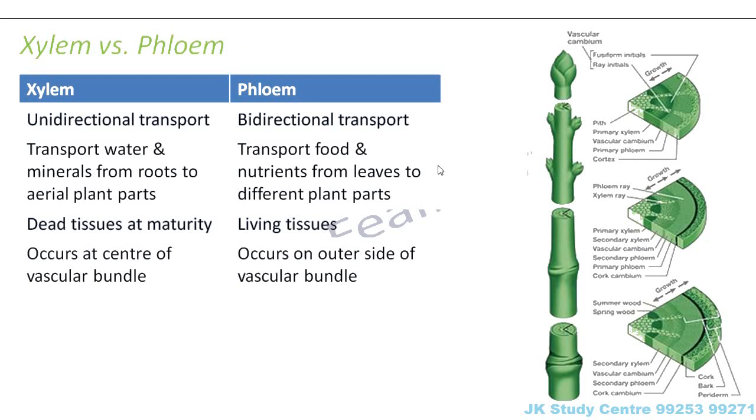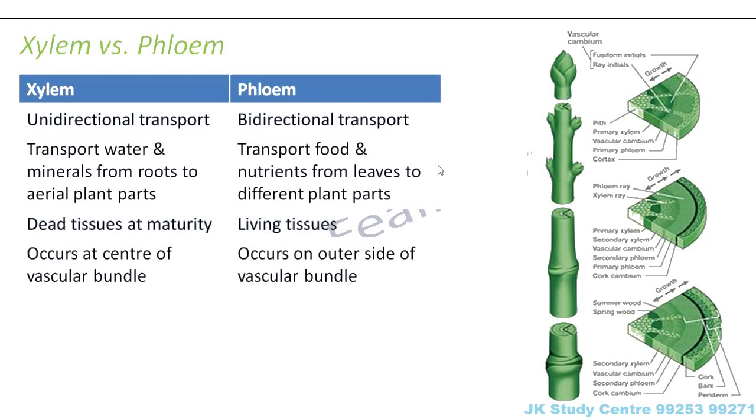So let us quickly distinguish between xylem and phloem. In xylem, we have unidirectional transport, that is, the transport is only in one direction, from downwards to upwards. But in phloem, it is bidirectional transport, because from leaves it has to come to the lower branches as well as to the upper branches. So it has to go everywhere basically.